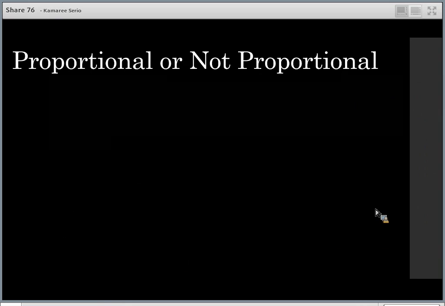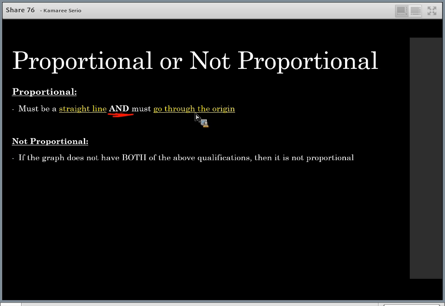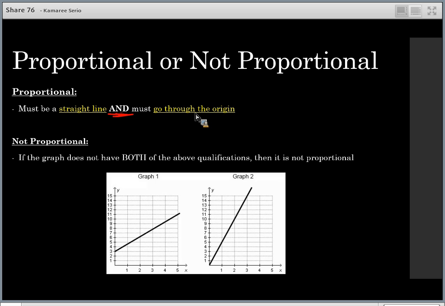We'll work with it. All right, proportional or not proportional. So this is what you have to remember. In order for a graph to be proportional, it must be a straight line and it must go through the origin. It has to have both. If it only has one and not the other, it is not proportional. So it has to be a straight line and it has to go through the origin. If it only has one, or say it has neither, then it's not. Okay, so we'll do examples and you'll see exactly what I mean.